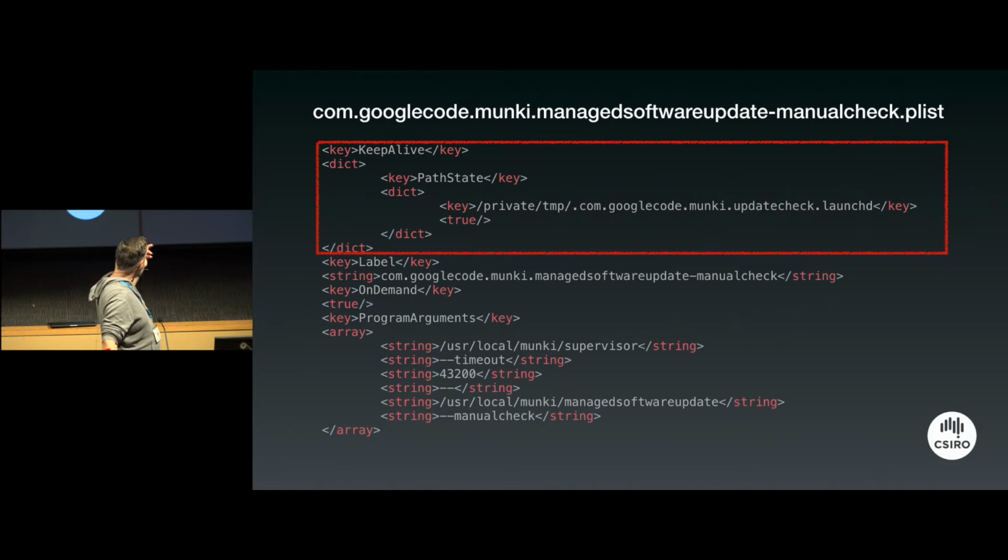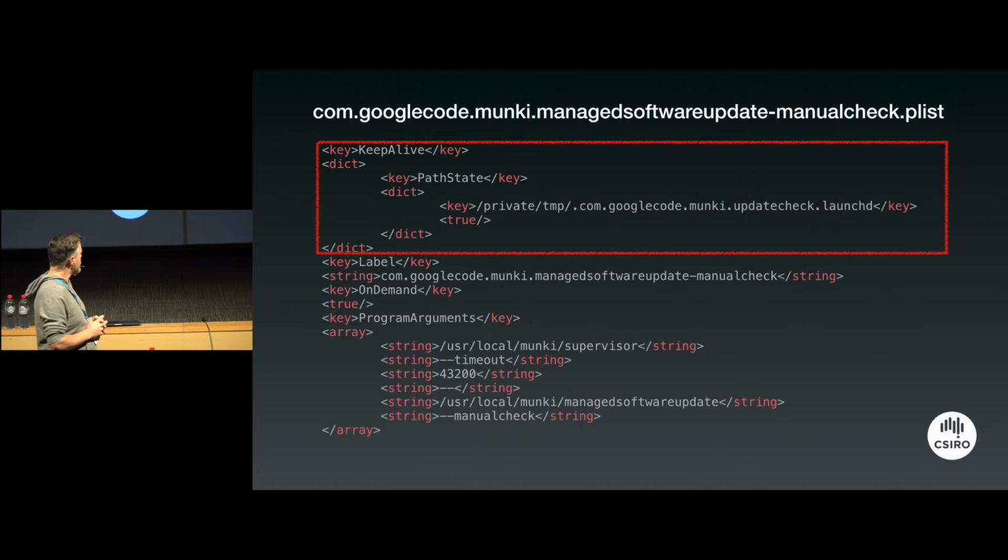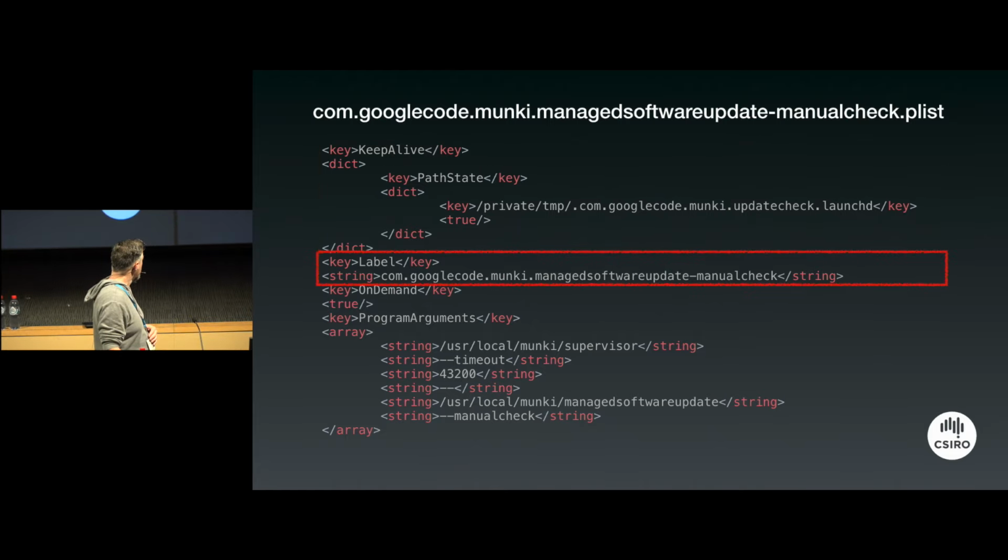So again, we have a keep alive with this path state. So when you click that update check in Munki, it will write this file, and as soon as that file exists, it will go through and it'll run.